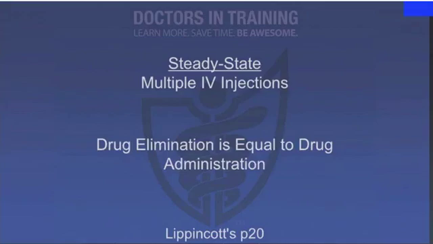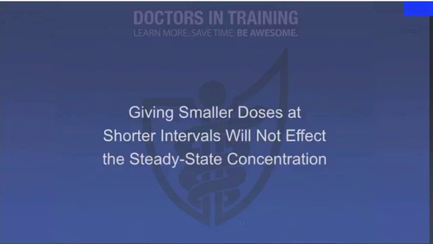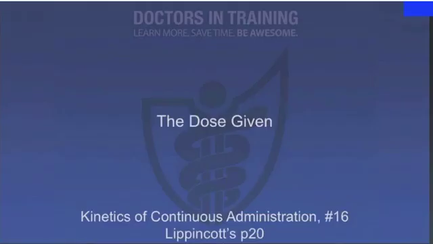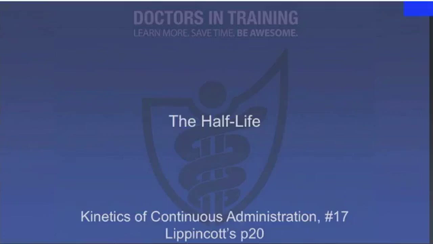And once you get to steady state, the drug elimination is equal to the drug administration. You can give smaller doses at shorter intervals, so maybe every 4 to 6 hours instead of every 24 hours, but it won't affect the steady state concentration or how long it takes to get there. Remember, what determines steady state concentration? Just the dose given, how many milligrams. And what determines how long it takes to get to steady state? Just the half-life. So giving a smaller dose at a shorter interval isn't going to affect the steady state concentration.